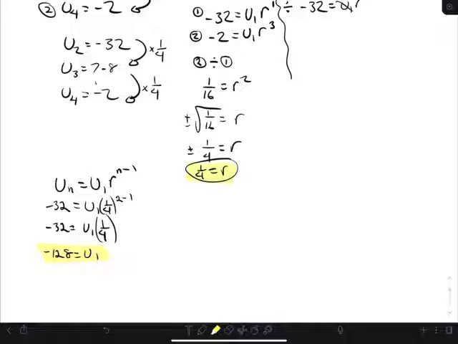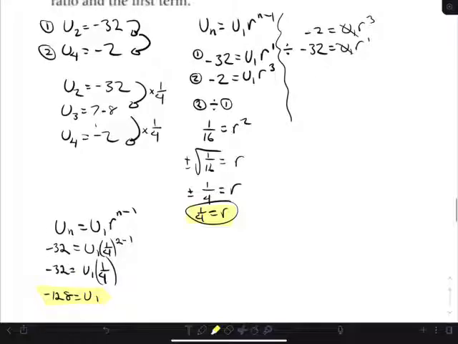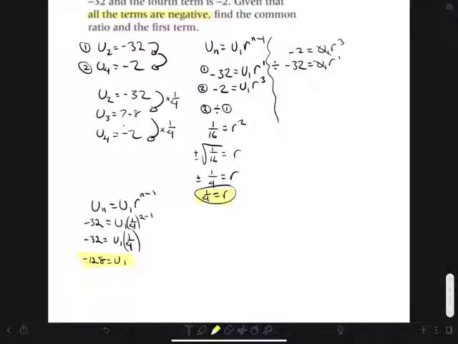Okay, I know some of you could have also done that one in your head, negative 128, because you just say, well, if it's multiplying by 1/4, to back up, I have to multiply by 4. Okay, you can do that. But sometimes it's a little tricky if the term is like the 7th term and the 10th term, because then you have to do a lot of those divisions or multiplications.